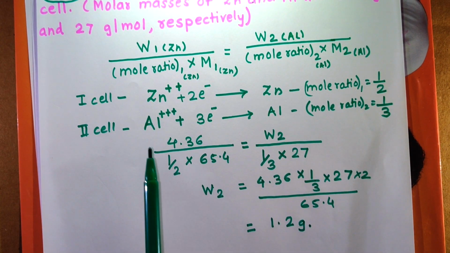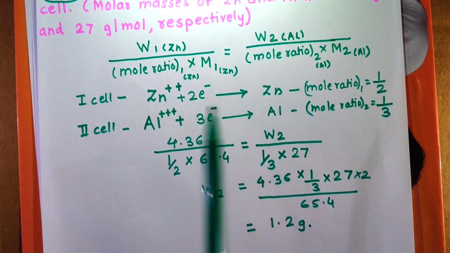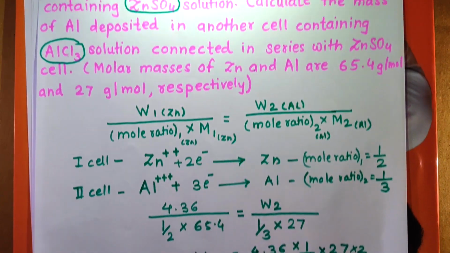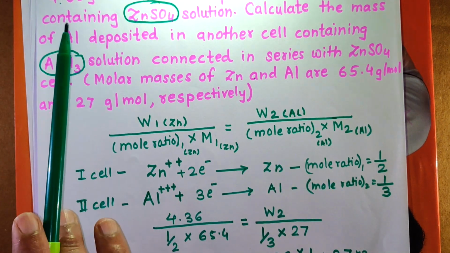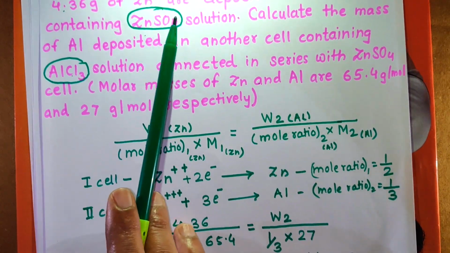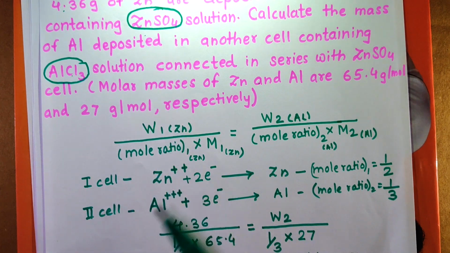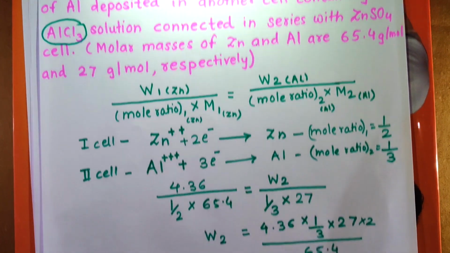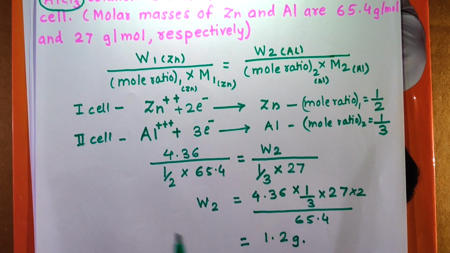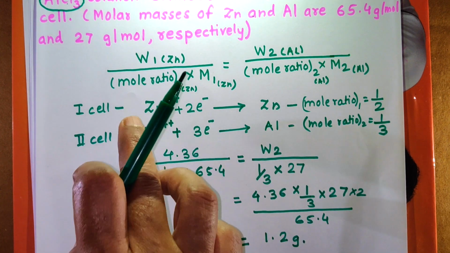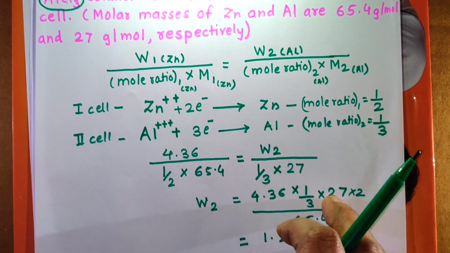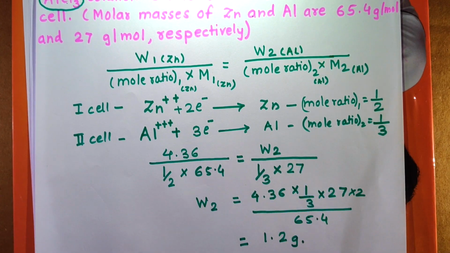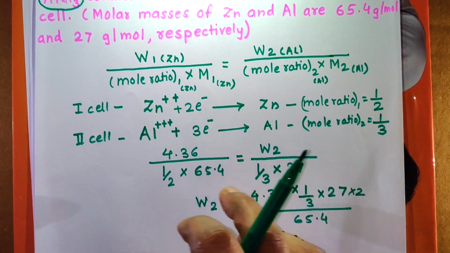So that means when the same quantity of electricity is passed through ZnSO4 and AlCl3 solution, when 4.36 gram of Zn is deposited in the ZnSO4 cell, 1.2 gram of Al will be deposited in the AlCl3 cell. So these two values are different because they depend upon the molar mass as well as the oxidation number, or you can say valency, of that element.